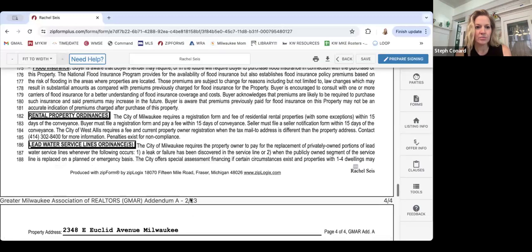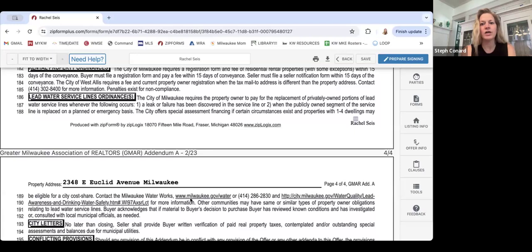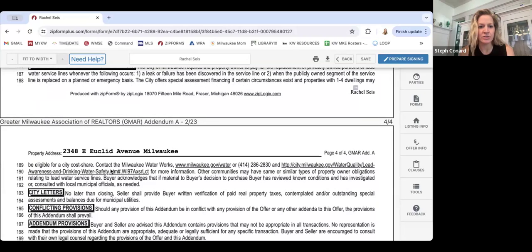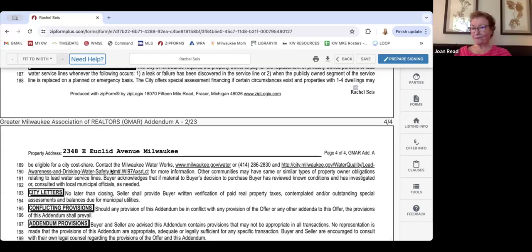Lead water service line ordinances. So another FYI to the buyer. The city of Milwaukee requires the property owner to pay for the replacement of privately owned portions of lead water service lines whenever the following occurs, whether it's a leak, or when the publicly owned segment of the service line is replaced on a planned or emergency basis. And the city offers special assessment financing if certain circumstances exist. Really what we want you guys to see here, though, is the website where a buyer can learn more about lead water service lines.